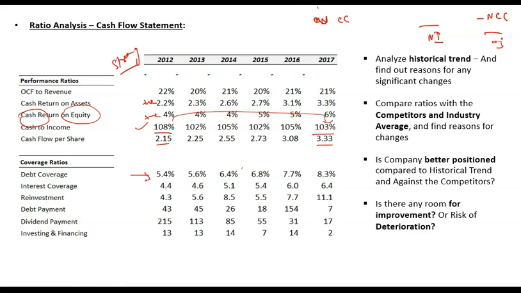Debt coverage increased, again a positive sign. Interest coverage increased. Reinvestment, so everything, if you look at it, all the coverage ratios have increased except for debt payment or dividend payment, investing and financing activities. So overall all have increased except for debt payment and dividend payment.